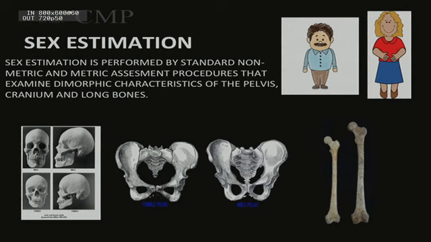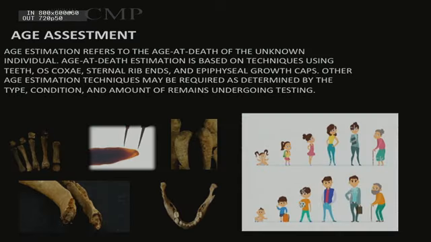So how are we doing this? We are using different methods, morphological variables and long bone measurements, metric analysis for sex estimation. So we especially check the cranium and the pelvis, and we use the long bone measurements for the sex estimation. And when we have the sex of the individual, then we try to determine the age of the individual.